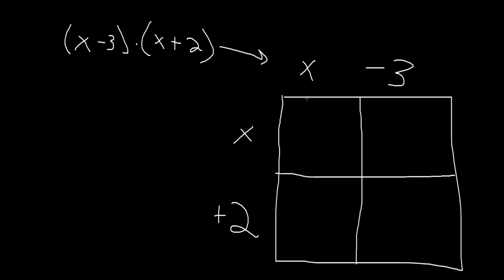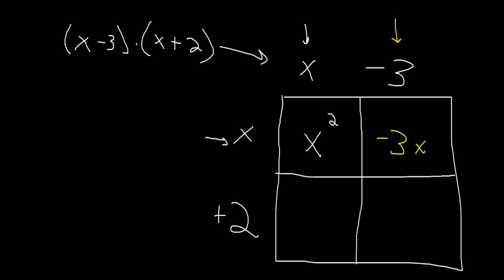So now, if I want to get this box, I have to do this number times that number. So x times x would be x squared. So that's what goes in this box. Now if I want to get this box, I need to do the negative 3 times the x. So that would be negative 3x.